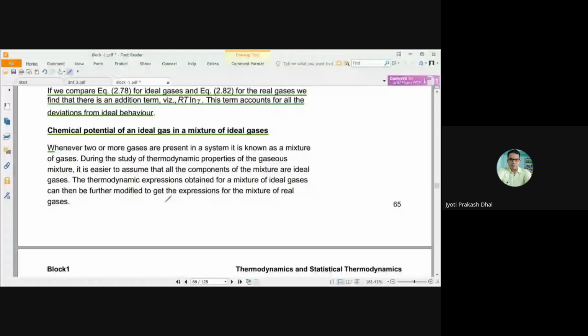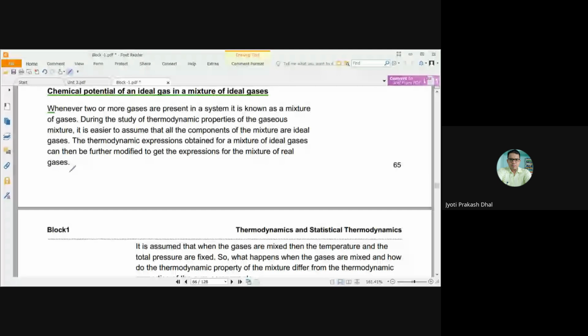Now we'll discuss the chemical potential of an ideal gas in a mixture of ideal gases. The chemical potential of a particular ideal gas in a mixture of ideal gases. Whenever two or more gases are present in the system, that is known as a mixture of gases. During the study of thermodynamic properties of the gaseous mixture, it is easier to assume that the components of the mixture are ideal gases. But the thermodynamic expressions obtained for a mixture of ideal gases can be further modified to get the expression for a mixture of real gases.